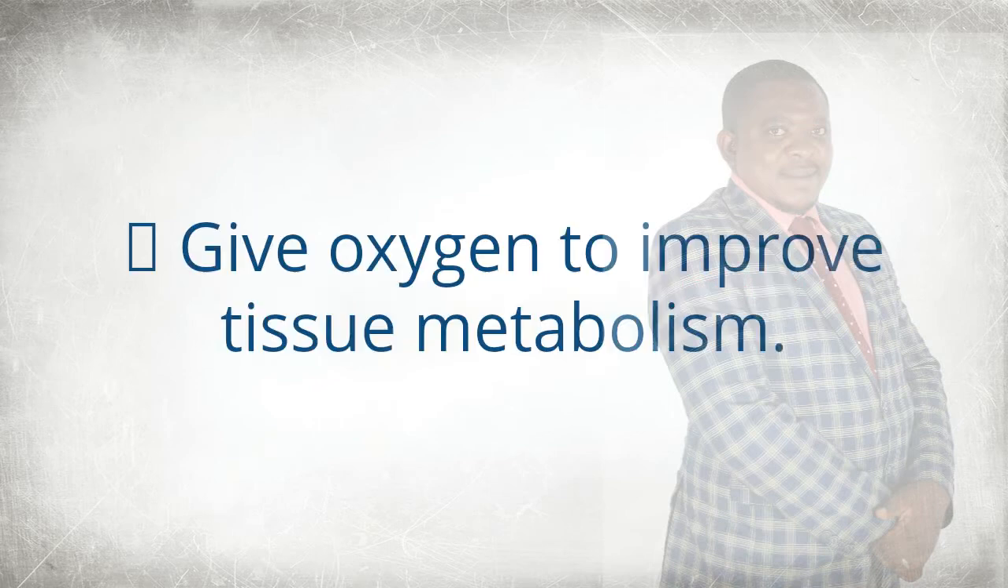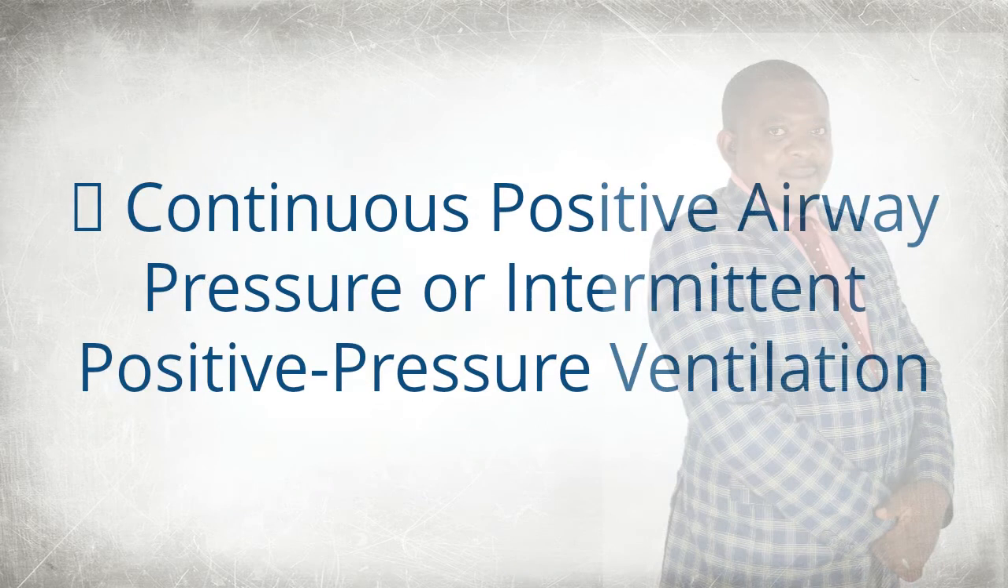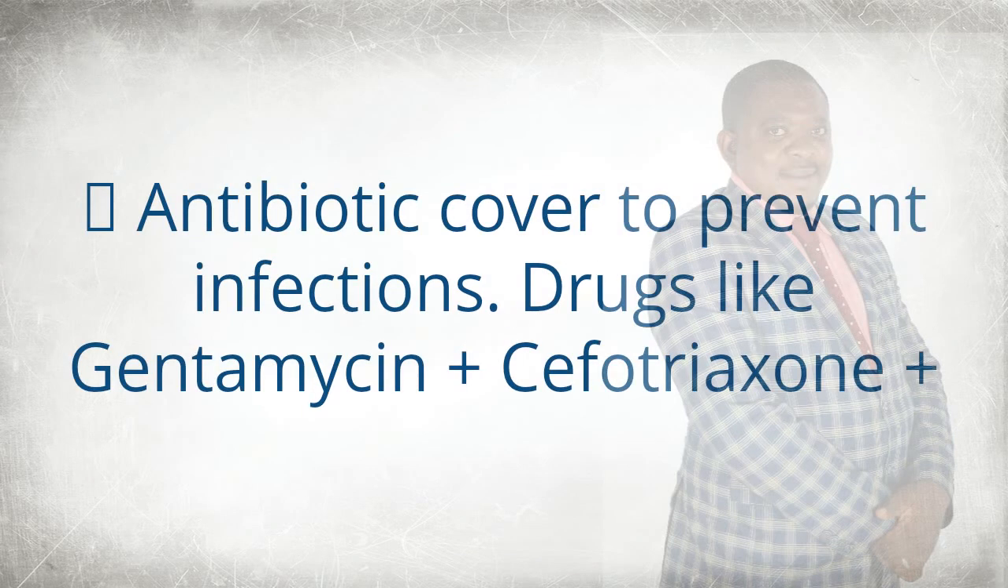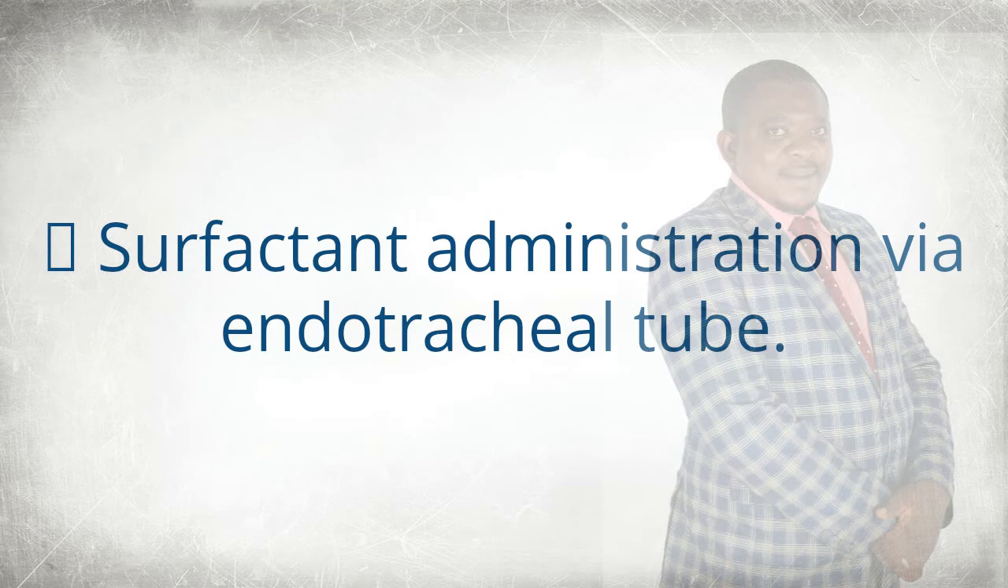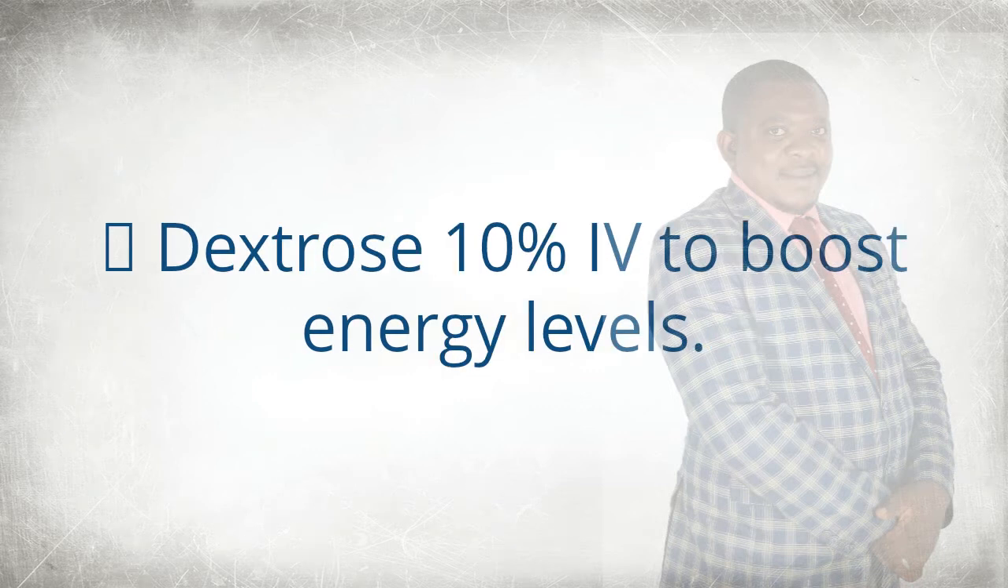Medical management: give oxygen to improve tissue metabolism. Put the neonate on artificial ventilation for assisted breathing, continuous positive airway pressure or intermittent positive pressure ventilation, CPAP or IPPV. Antibiotic cover to prevent infections, drugs like gentamicin plus ceftriaxone plus ampicillin. Surfactant administration via endotracheal tube. Sodium bicarbonate to correct the acidosis. Dextrose 10% to boost energy levels.